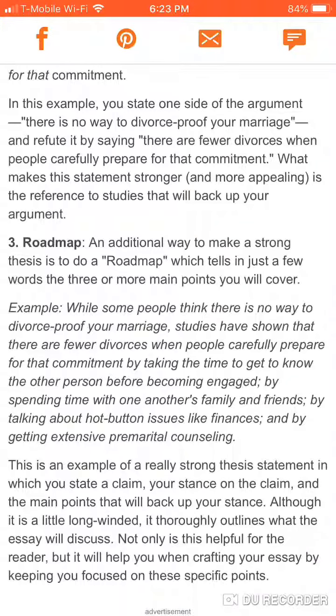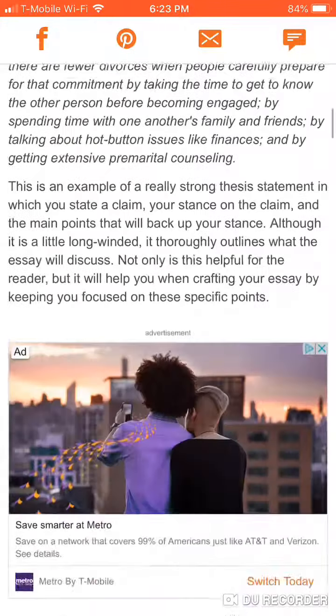This is an example of a really strong thesis statement in which you state the claim, your stance on the claim, and the main points to back up your stance. Although it is a little long, it clearly outlines what the essay will discuss. Not only is this helpful for the reader, but it will help you when you craft your essay by keeping your focus on these specific points.